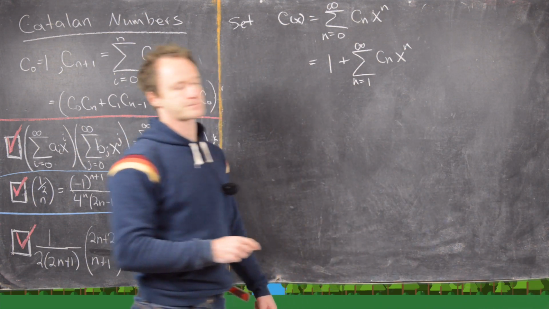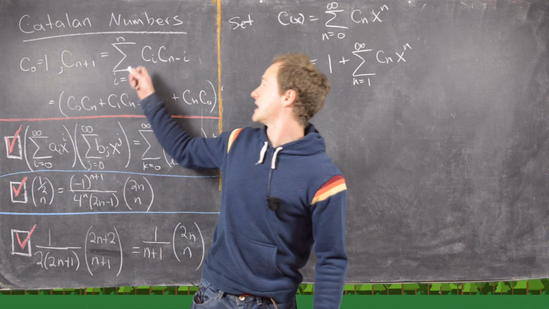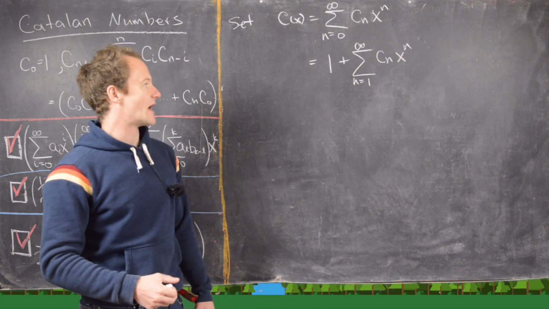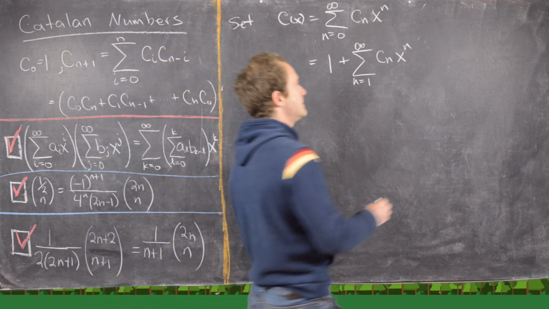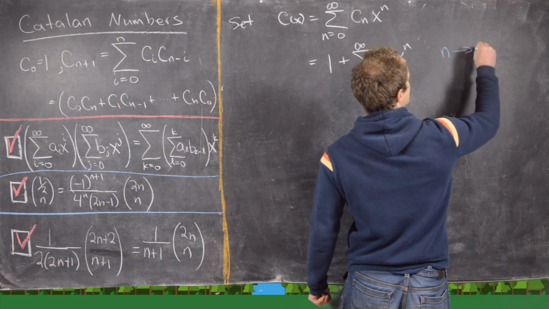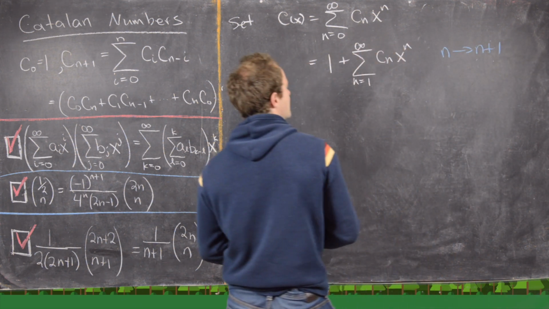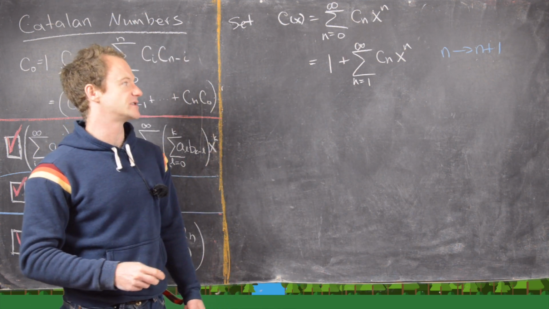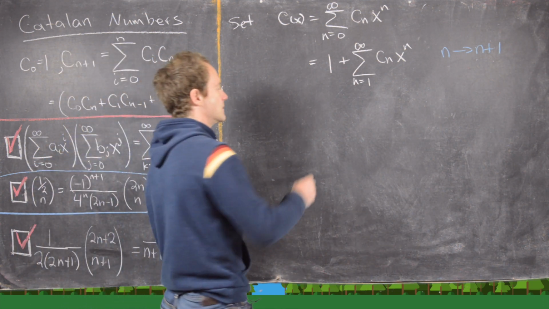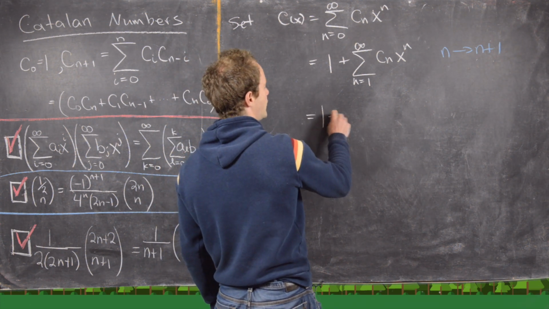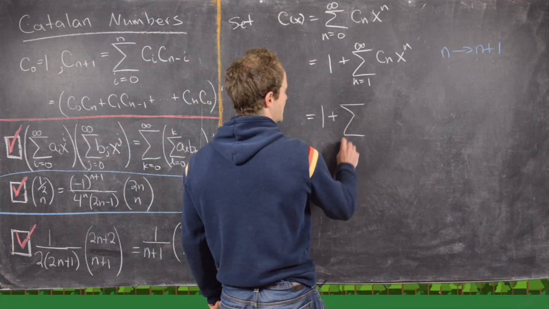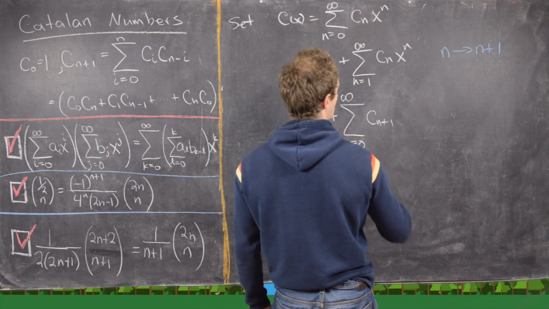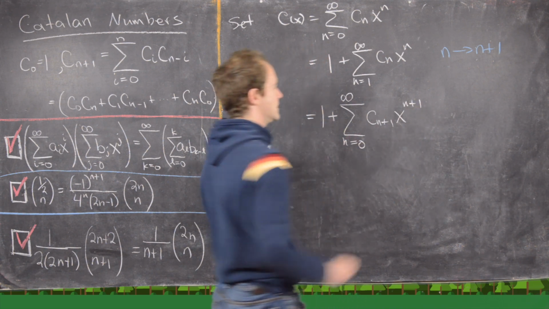to the n. But now to make this look exactly like our recursion, I want to re-index so that I have an n plus 1 there instead of an n. So in other words, I'm going to send n to n plus 1. And that's going to change my start from n equals 1 to n equals 0. So that's going to give me 1 plus the sum n equals 0 to infinity of c_{n+1} times x to the n plus 1.